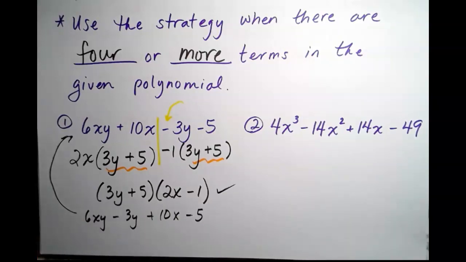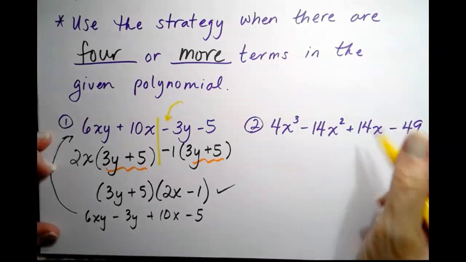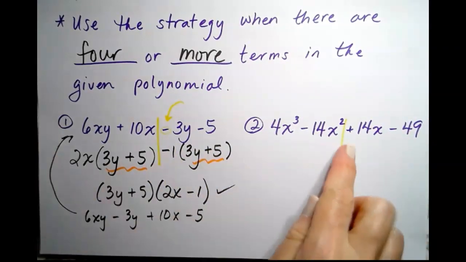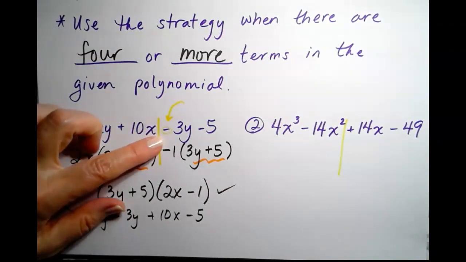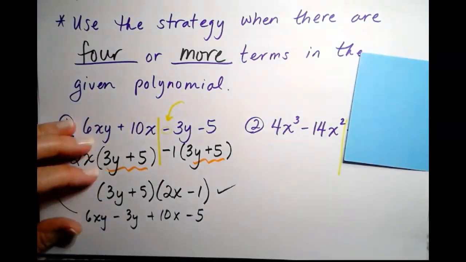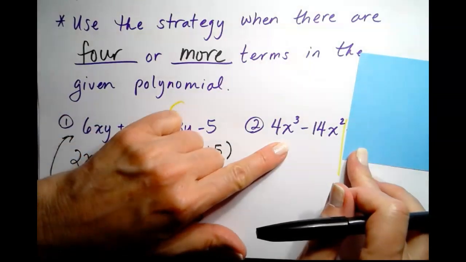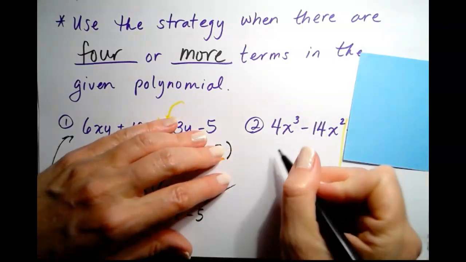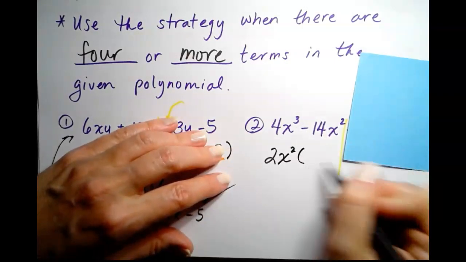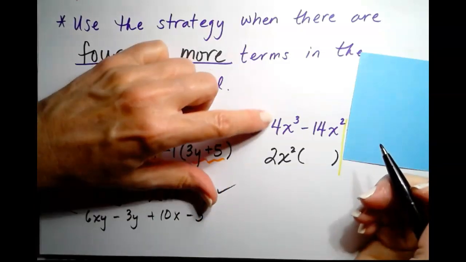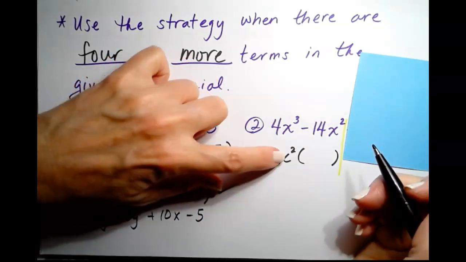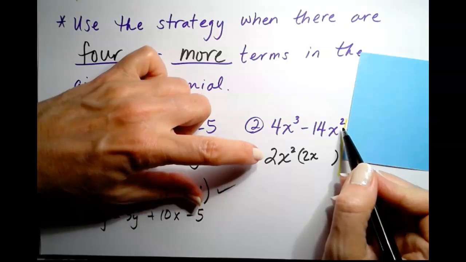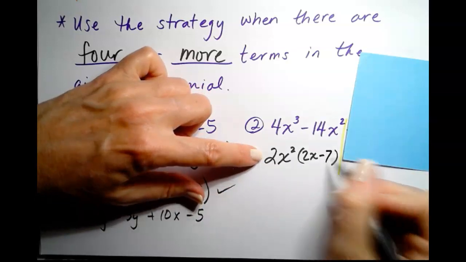We're going to do it again on number 2. Split down the middle. And just like I did over here, keep that sign with its term. This time we have a plus there, so not as big of a deal as when we have a minus. So we're going to look at the first 2 terms. The first 2 terms are 4x cubed and negative 14x squared. We have a greatest common factor of 2x squared. So when we take out 2x squared, 4x cubed divided by 2x squared is 2x. Negative 14x squared divided by 2x squared is negative 7.